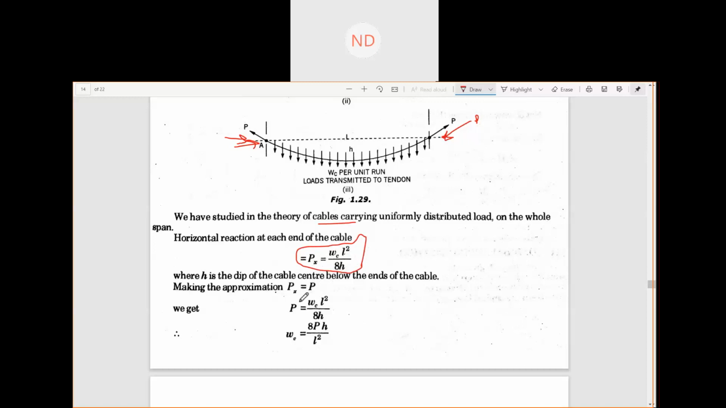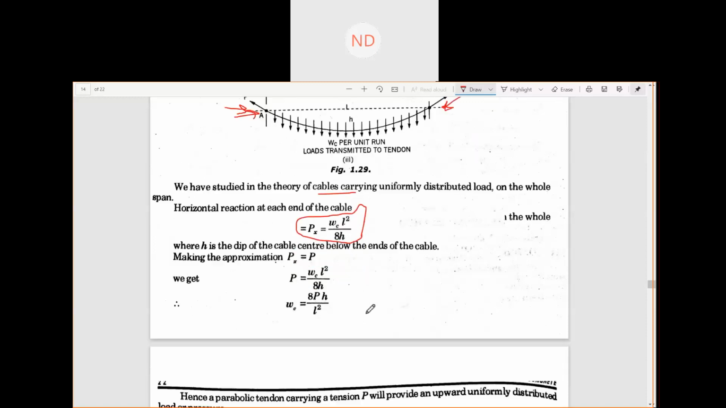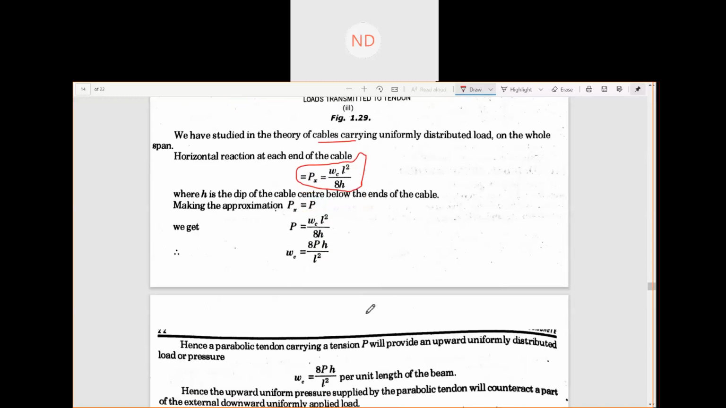Now from this expression, we can find out what Wc is, that is, the upward load per unit run. Hence, what is this?